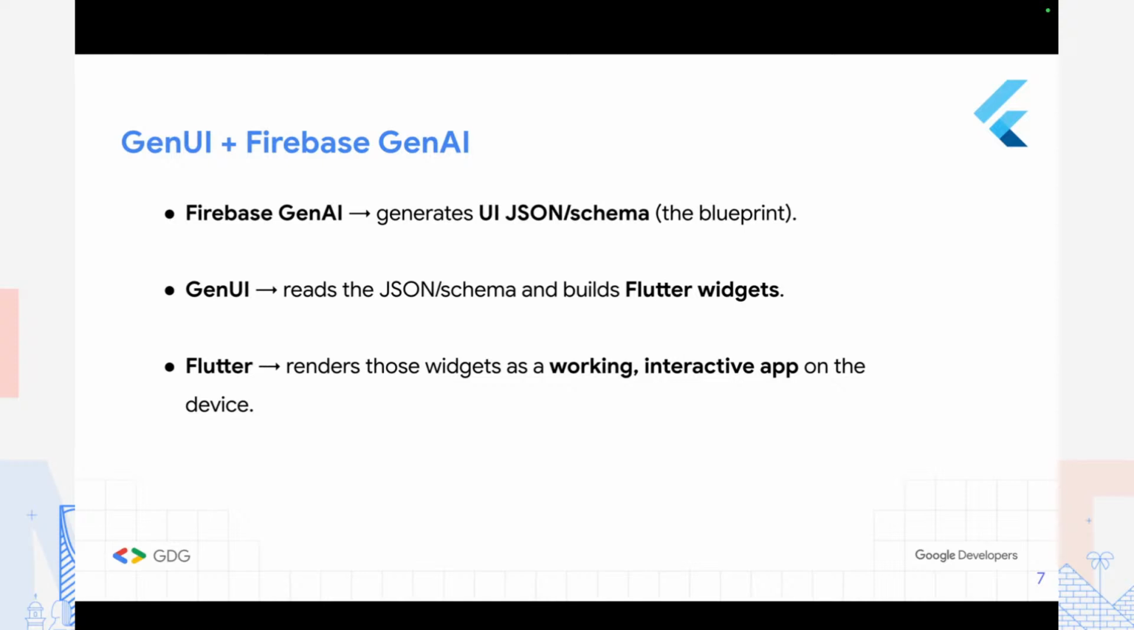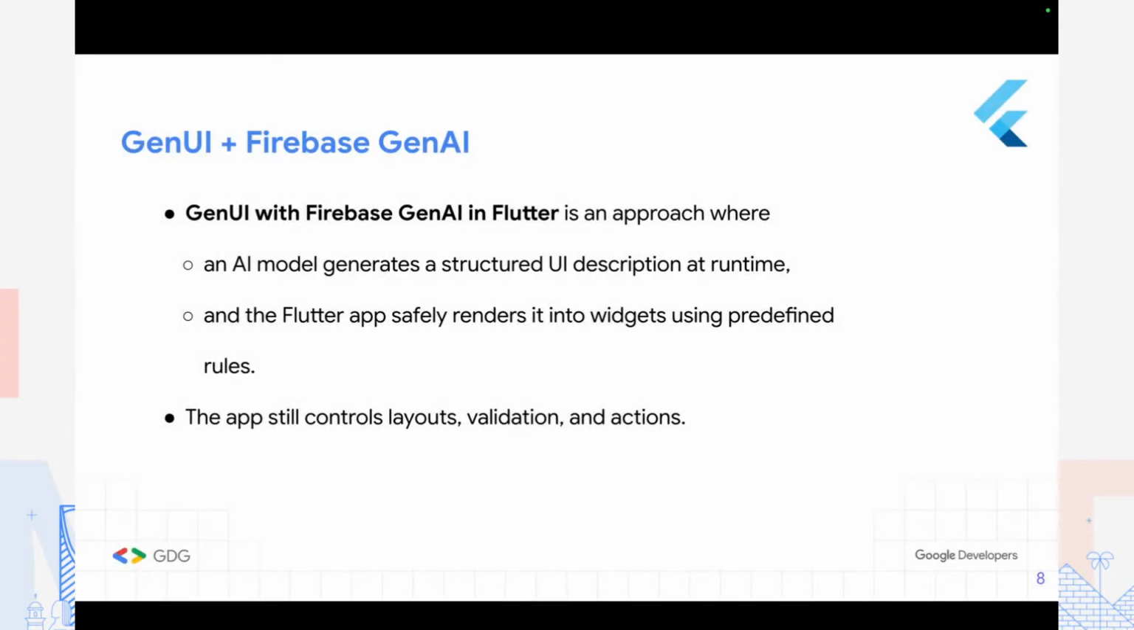Now, these are the three things where Firebase Gen AI generates the UI or the schema or data. Generative UI reads the JSON or the schema that was generated by Gen AI, and Flutter is going to render the data, the JSON data, into an interactive app in our device. So this is the functionality of the three components here.